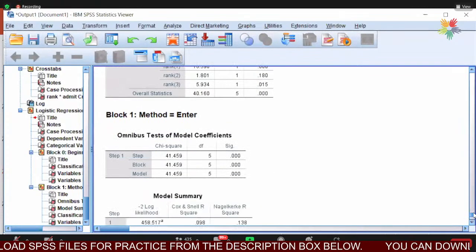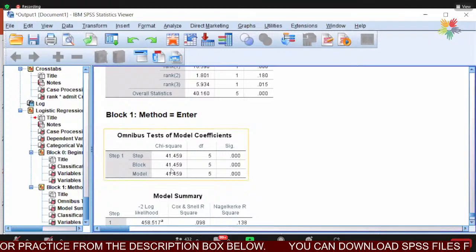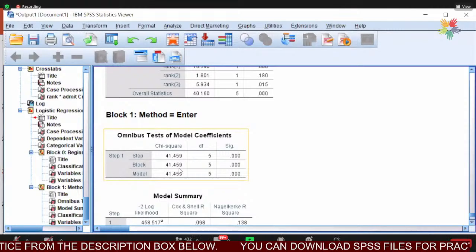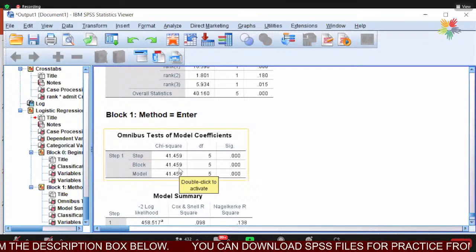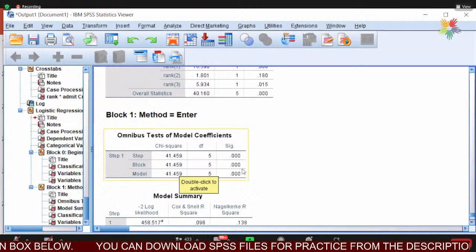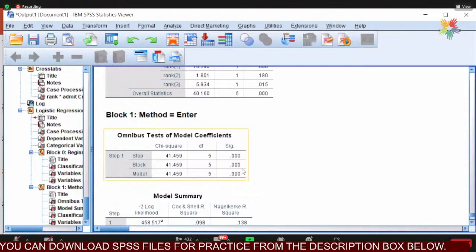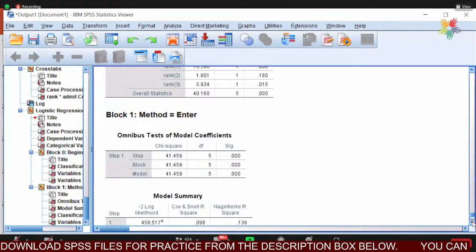See, for example, this is the first output. Our prediction improves, the chi-square is improved by this much, right? Otherwise, the log likelihood decreases by this level. That's all. So when it is significant, our prediction has improved, okay, significant. That's all, matter over.